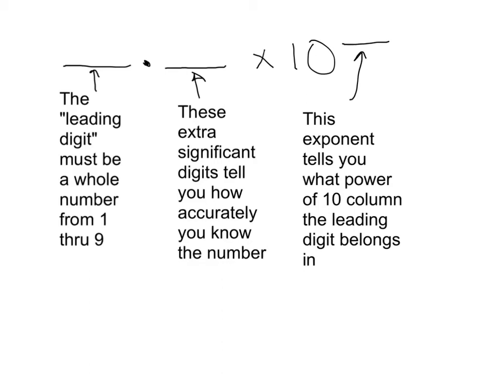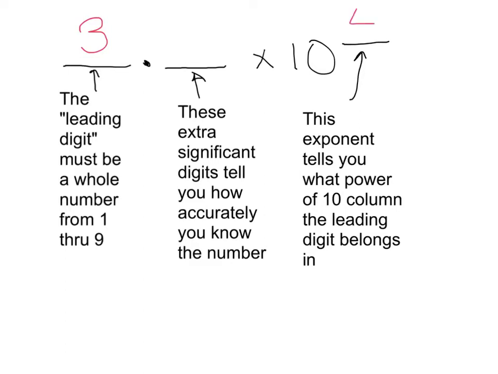This video is designed to be an introduction to the formatting of scientific notation. So the basic format is that you would have a leading digit, so I've written in 3, and the leading digit must be a whole number from 1 through 9.